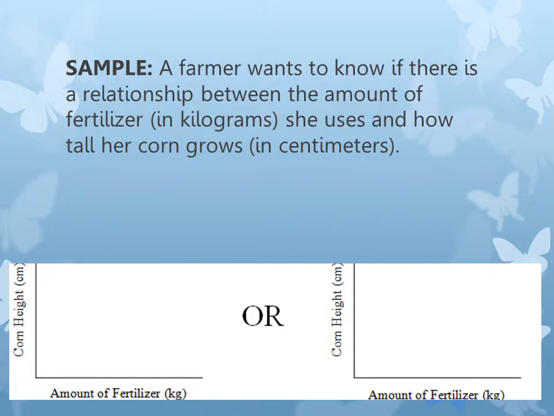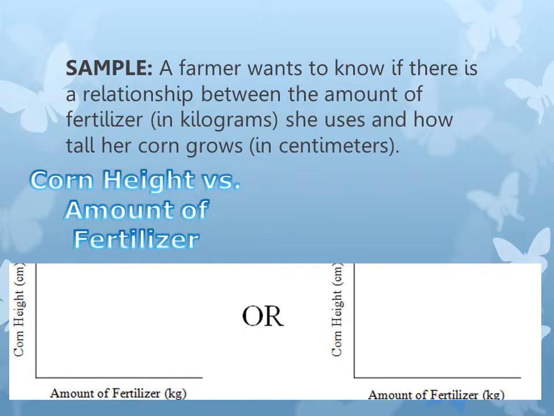So here's an example. A farmer wants to know if there's a relationship between the amount of fertilizer in kilograms and how tall her corn grows in centimeters. So one way would be that y versus x, right? So you could say y is over here on the side, so corn height versus amount of fertilizer. And that would be a very straightforward way to title your graph.